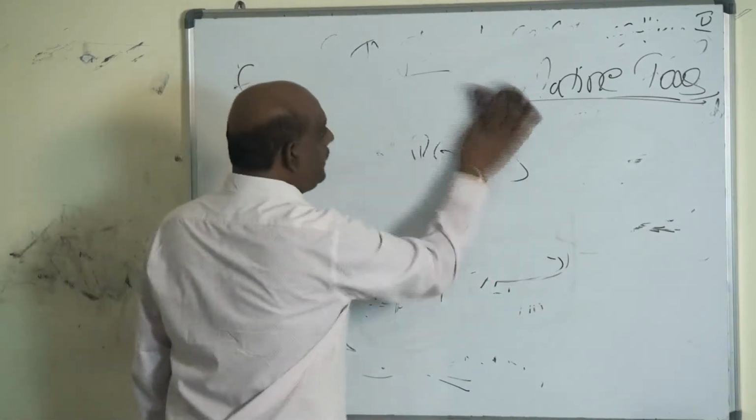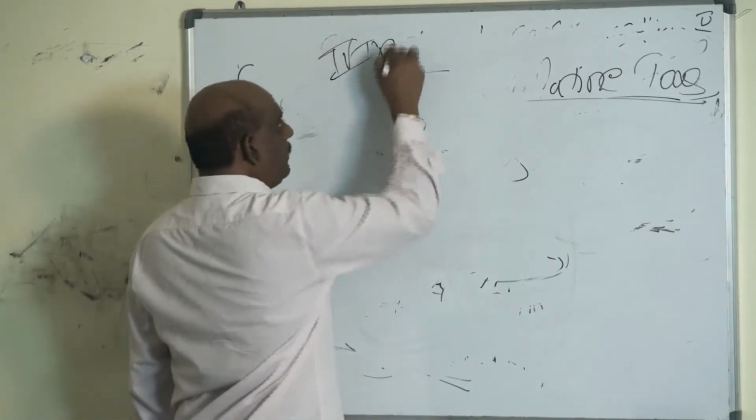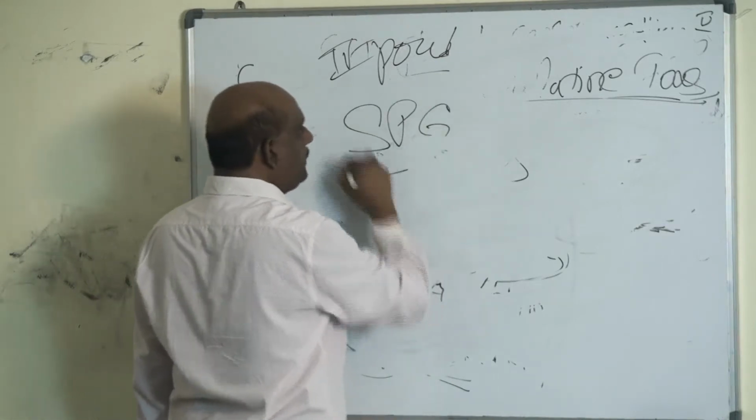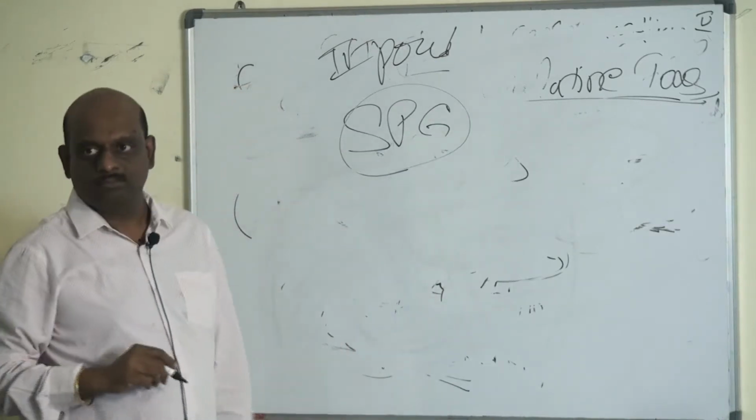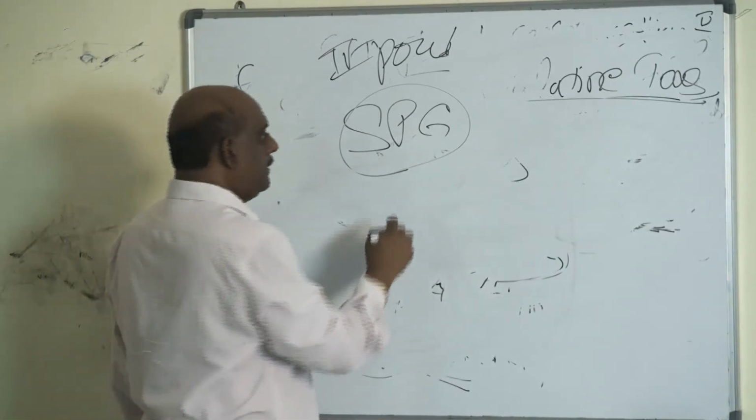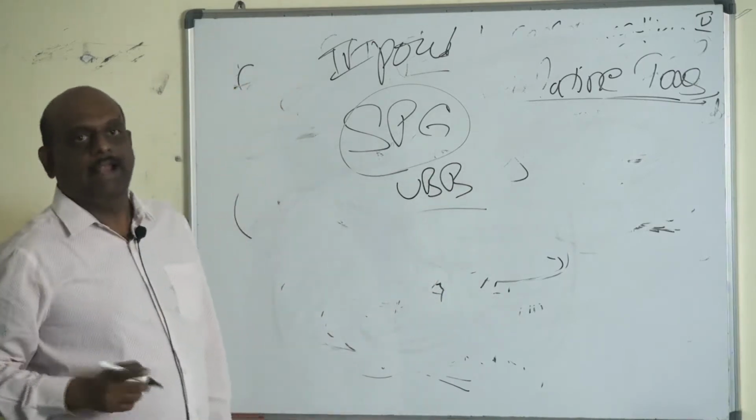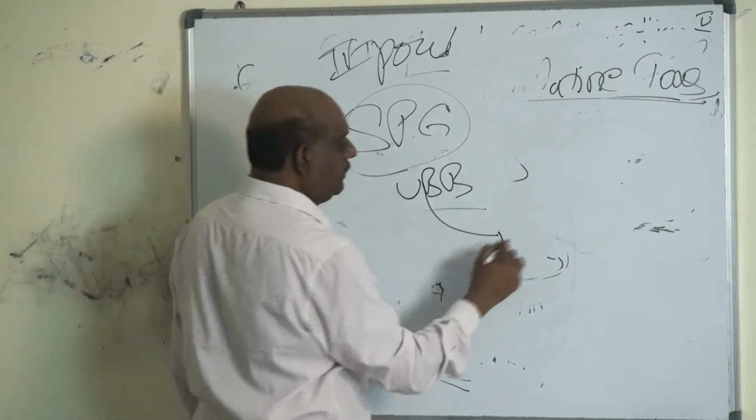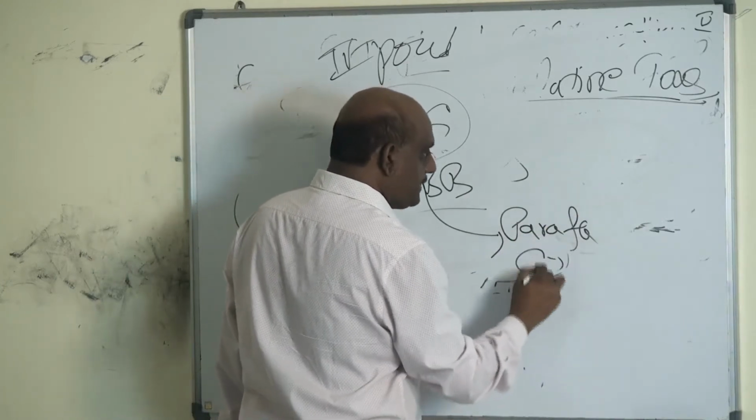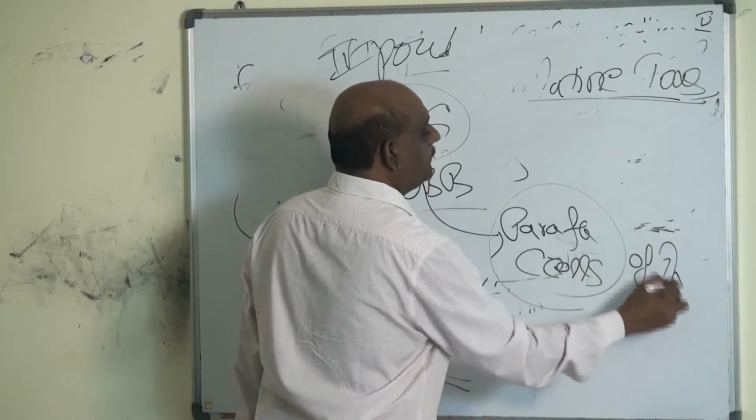Then what are the derivatives of the fourth pouch? Fourth pouch. Superior parathyroid glands are from the fourth pouch, and the ultimobranchial body, and the ultimobranchial body gives rise to the parafollicular and the C cells of the thyroid gland.